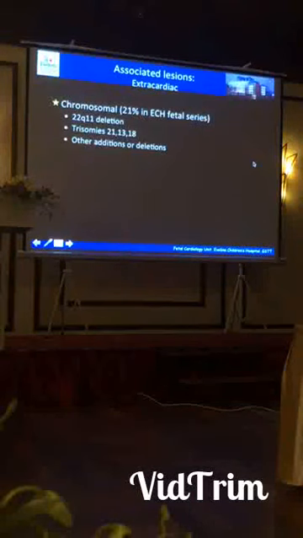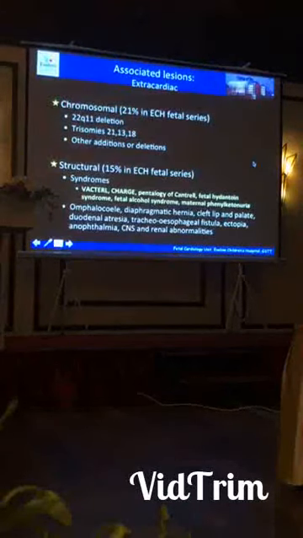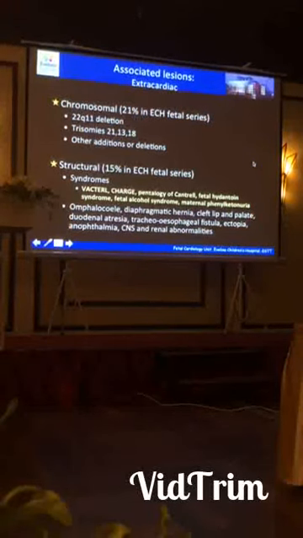Chromosomal abnormalities do occur in tetralogy of Fallot. We see a whole range of abnormalities in just over 20% of cases. You can also have other abnormalities and syndromes, so VACTERL and CHARGE associations, pentalogy of Cantrell, various other things. So it's really important to look at the rest of the fetus. Sometimes things can't be detected before birth, but many times they can. So extra cardiac assessment, including karyotype, is very important.